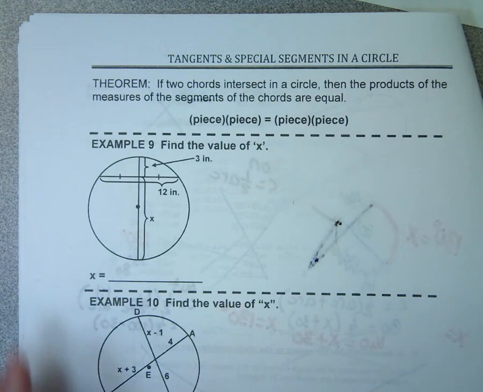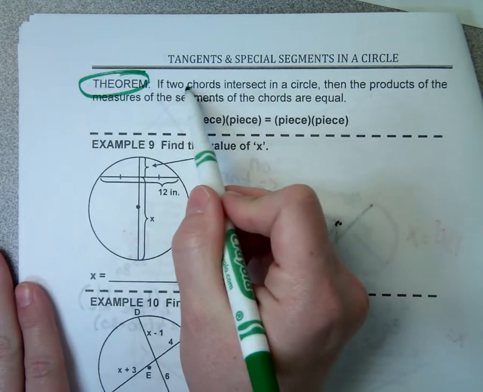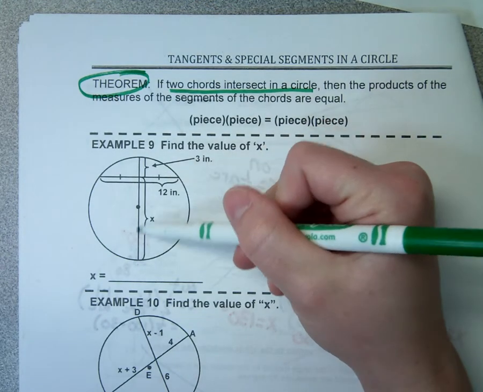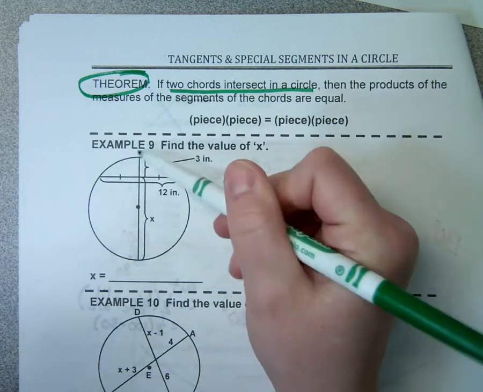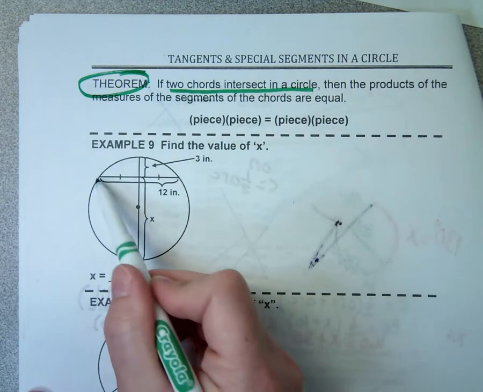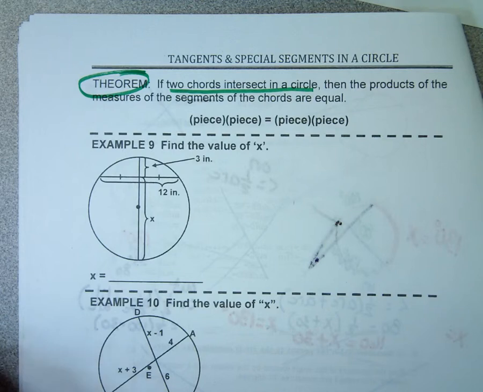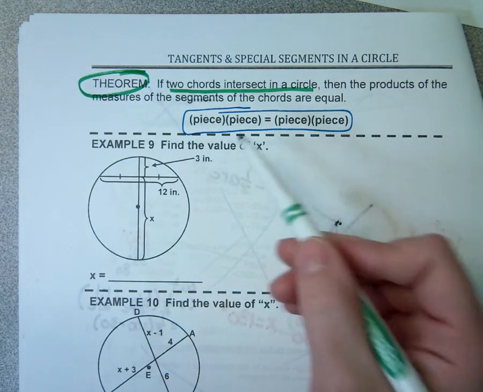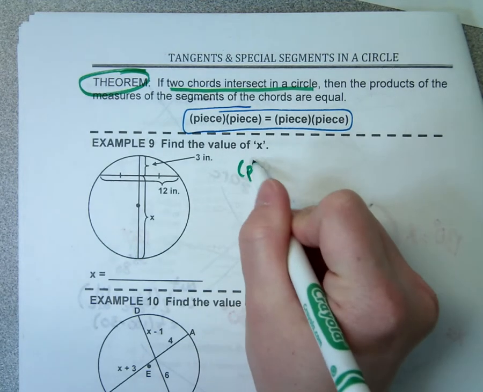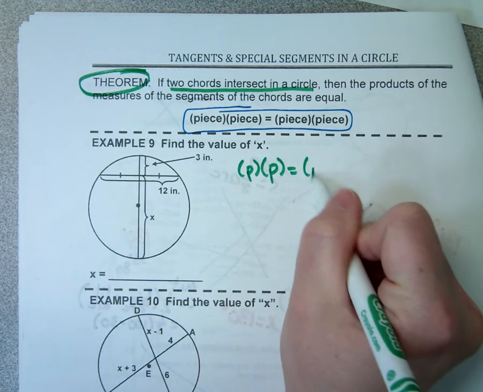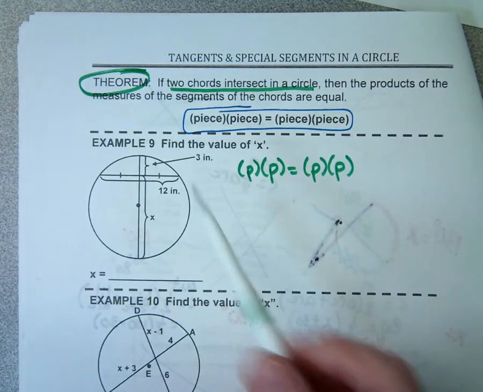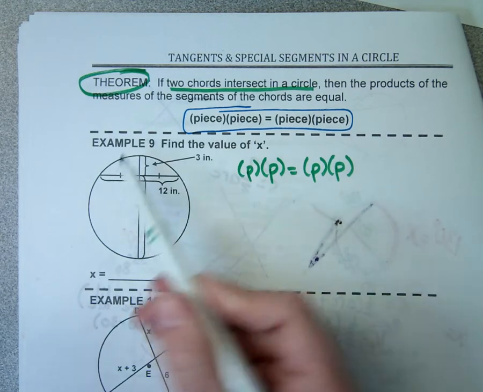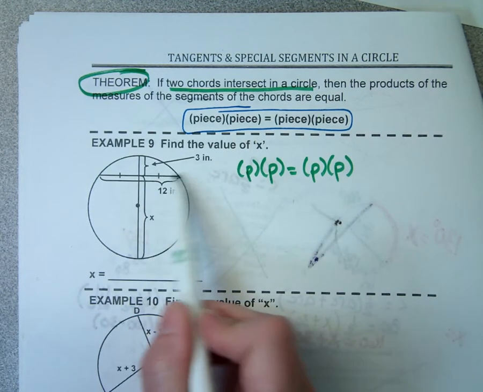Okay, this theorem talks about two chords intersecting in a circle. So that's what we have here. This is a chord, and it's especially called a diameter, but it's also a chord. We have a chord that intersects another chord, and this is our formula when two chords intersect: piece times piece equals piece times piece. So we take this piece times this piece equals this piece times this piece.